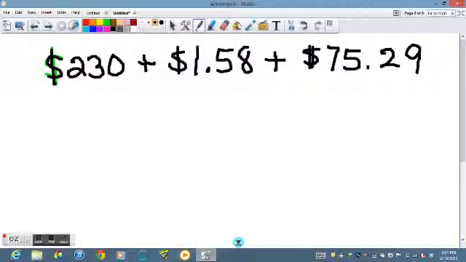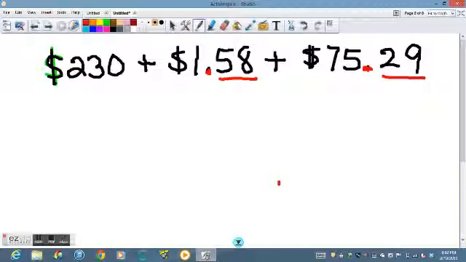Alright, how do we line that up in a column? Well, notice where your decimal point is, here and here. Everything to the right of the decimal point is your cents, 29 cents, 58 cents. Now on the $230 over here, there's no cents, it's just $230.